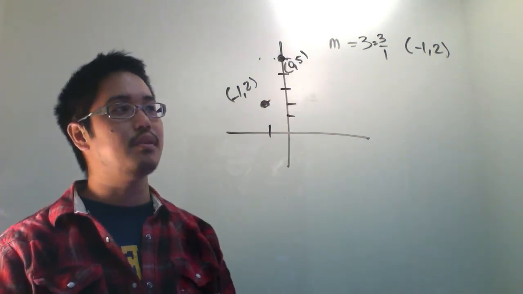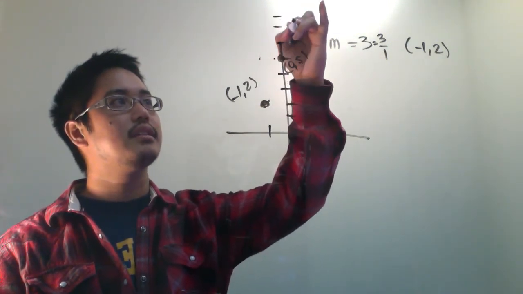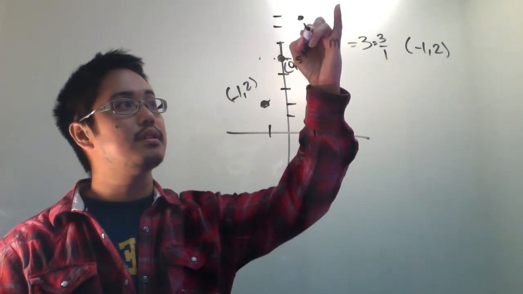I can give you another point. It's pretty straightforward. You go up 3 again, and so you're hanging out here up at 8. And you go across 1, so you're hanging out here at +1. So the other point is 1, 8.